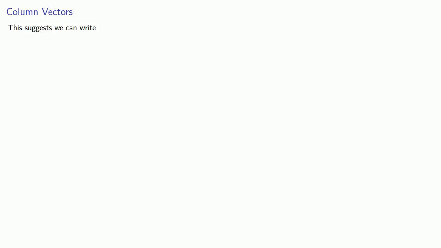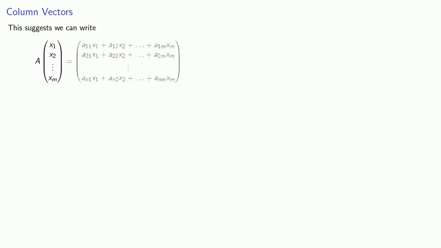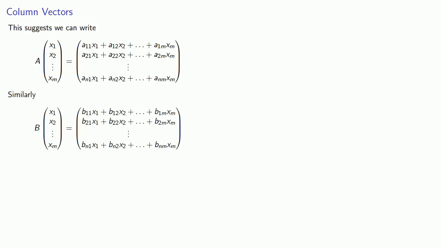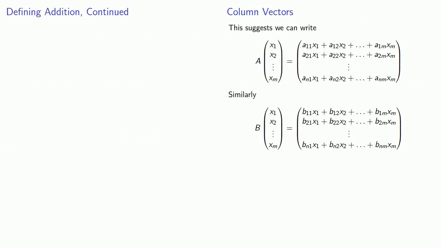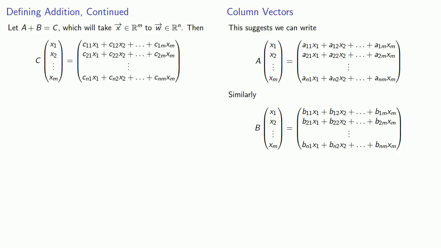And we can go one step farther. If I apply the matrix A to the column vector x1 through xm, then I can write the result of that operation as A times our column vector gives us our column vector. And similarly, B acting on the same vector is going to give us another column vector. So our next step in trying to define addition is we'll let A plus B equal some matrix C, which will take vectors in Rm and send them to vectors in Rn. So we can write this as the matrix equation C applied to the column vector x1 through xm has to give us the column vector as shown.